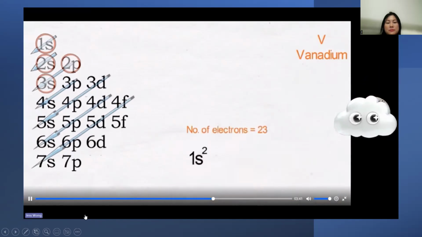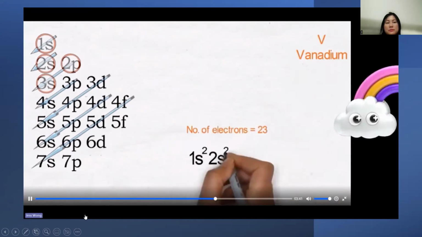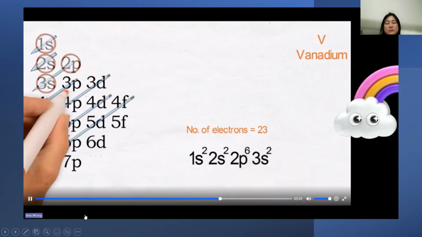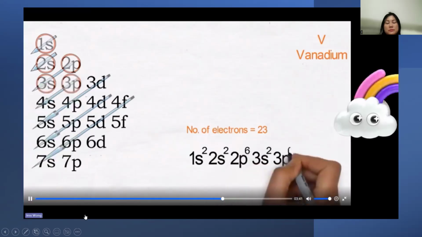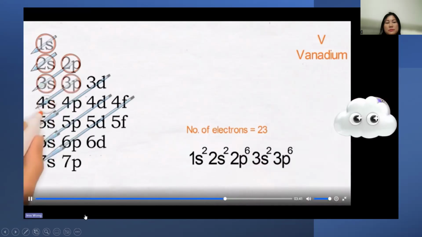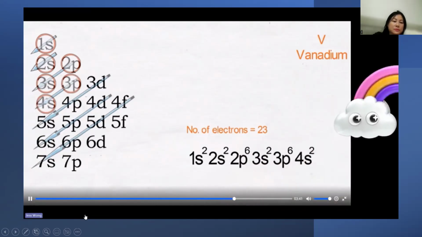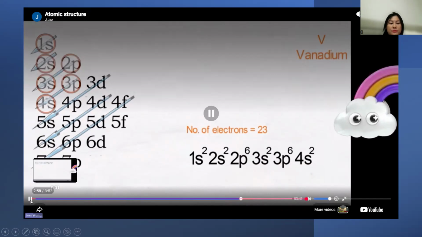Again, we start with the 1s subshell, followed by 2s, 2p, 3s, and 3p. At this point, we need to fill the electrons into the 4s before the 3d subshell. This is because the 4s subshell has a lower energy level when it is empty. Now we have filled in 20 electrons, so there are 3 remaining electrons.